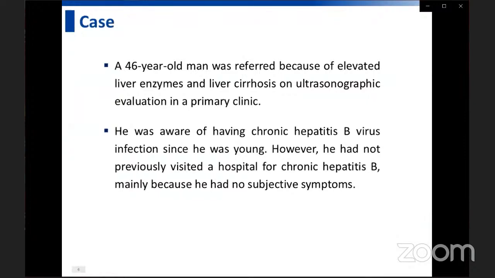A 46-year-old man was referred because of elevated liver enzymes and liver cirrhosis on ultrasonographic evaluation in a primary clinic. He was aware of having chronic hepatitis B virus infection since he was young. However, he had not previously visited a hospital for chronic hepatitis B, mainly because he had no subjective symptoms.